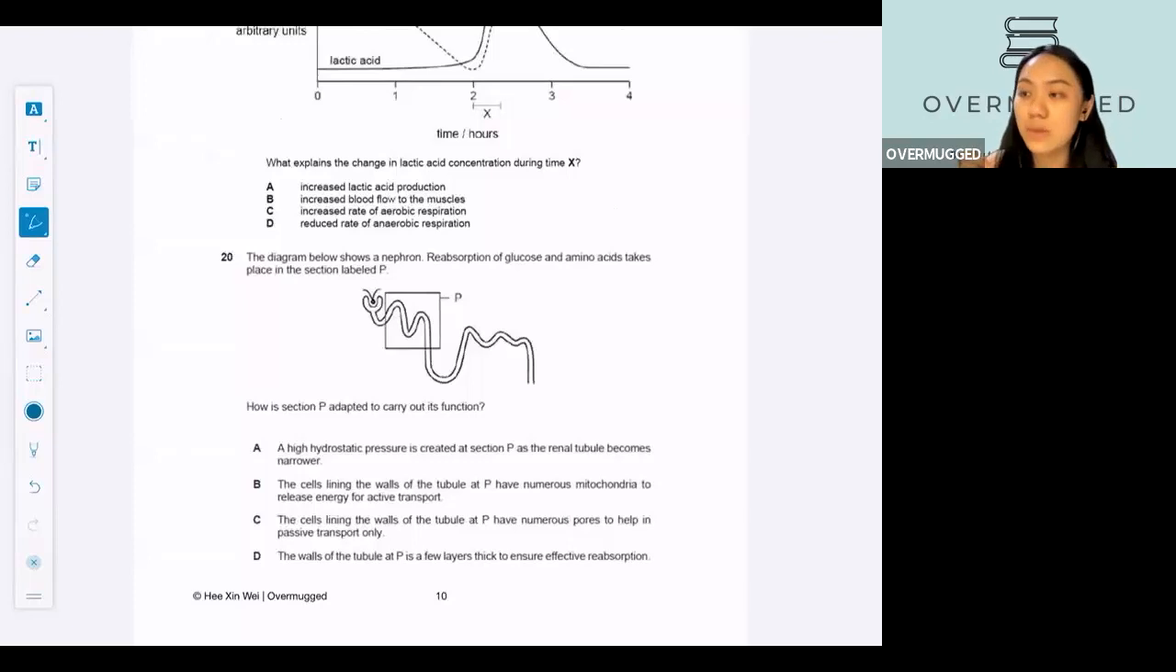2021. This question is asking how section P is adapted to carry out its function. Section P, what is Section P doing? Section P is basically your proximal convoluted tubule, right? And the proximal convoluted tubule does selective reabsorption.